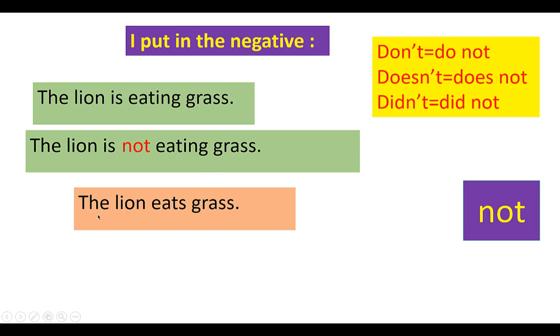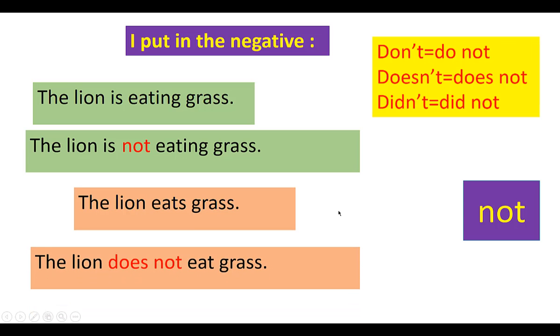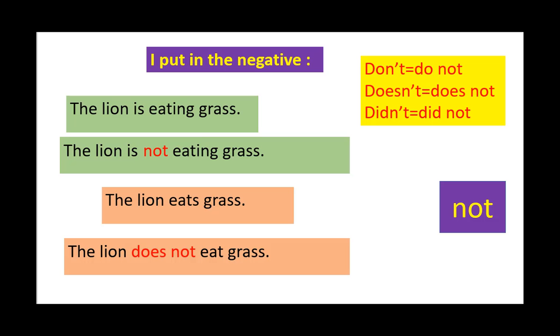We move to the second one. The lion eats grass. Eats is in the present simple. It's composed of one part, so we don't use not. We will use one of these. Okay, you have already done this. Now we check it together. 1, 2, 3. Very good. The lion does not eat grass. Or we can also say, the lion doesn't eat grass. Look here, we have does not or doesn't. Okay, as you like. If you like does not, it's correct. And doesn't, it's correct. Good.